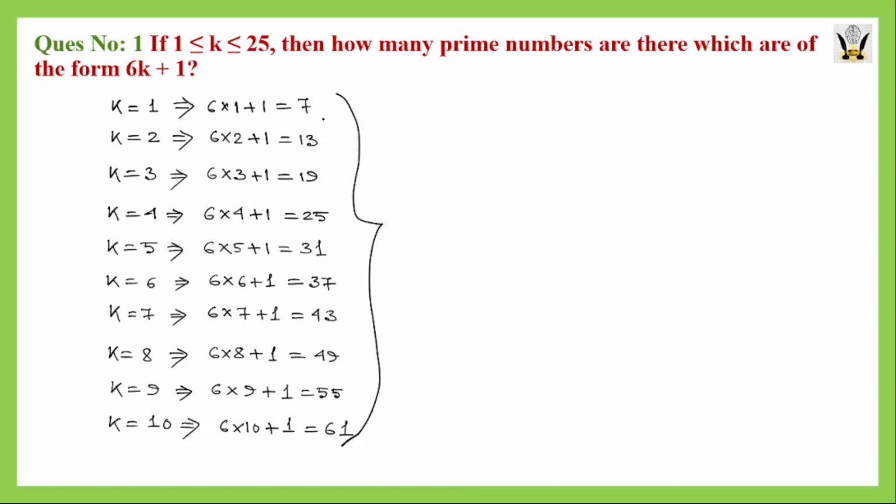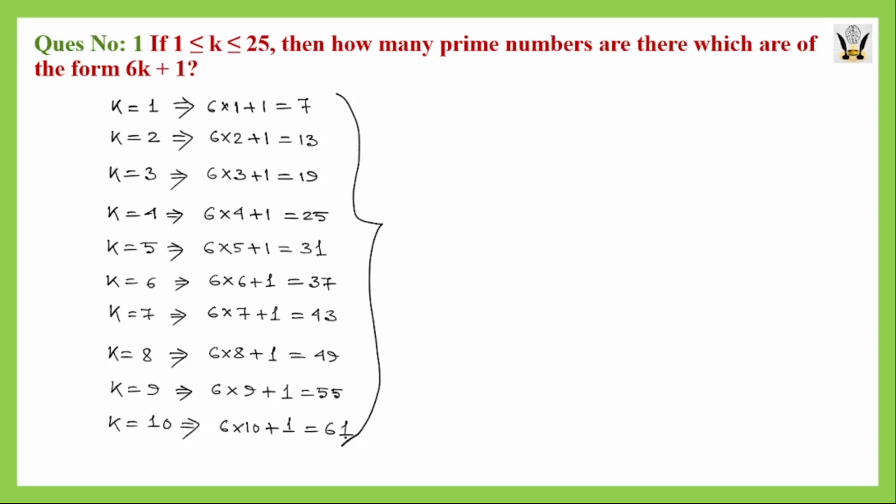If we look at the pattern, and even from this formula, we can conclude that the difference between two consecutive numbers is 6. So this is the first 10 numbers, and if we keep on adding 6 to the previous number, then we will get the rest of the numbers.